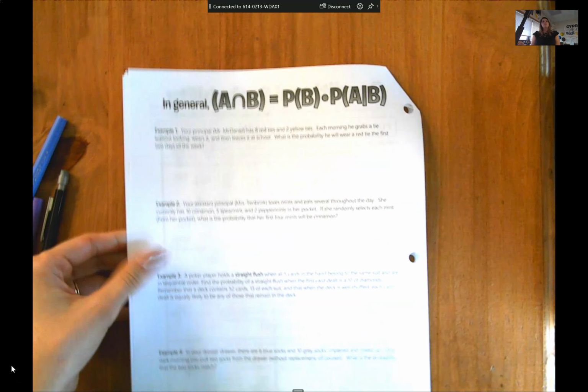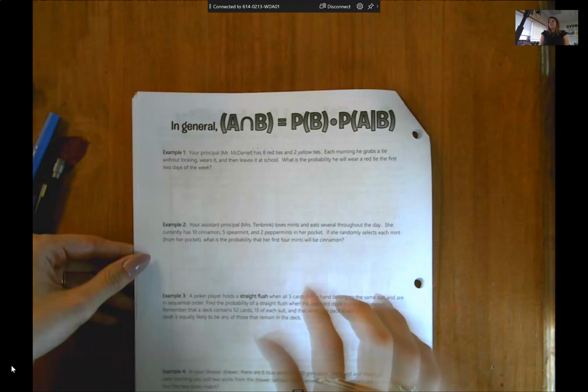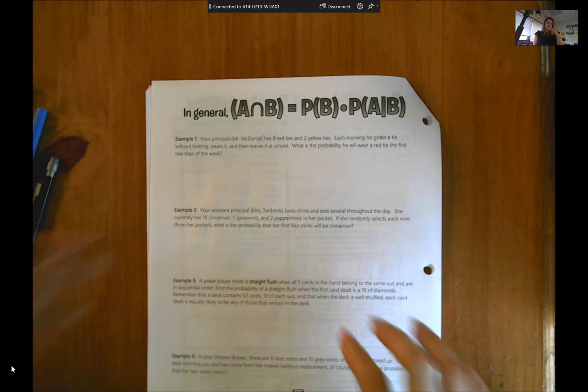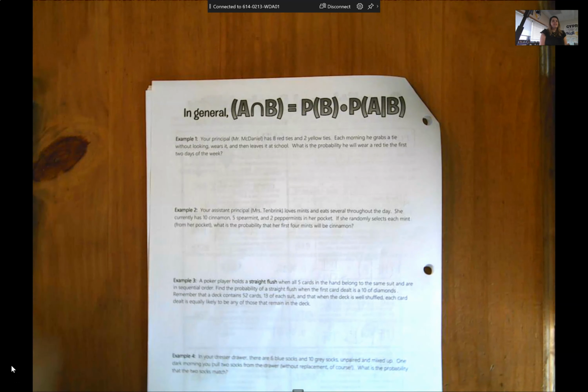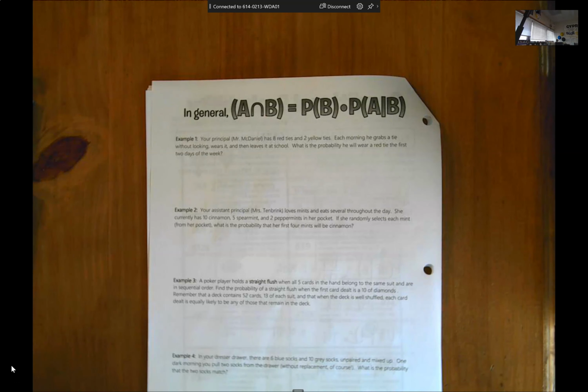Now what they're going to add in is a tool that you can use to find the event A and B happening. Okay, brace yourself. Example 1. Your principal, Mr. McDaniel, has 8 red ties and 2 yellow ties. Each morning, he grabs a tie without looking, wears it, and then leaves it at school. Why is he leaving it at school? Maybe he's making some little kid wash them for him. I don't know. What is the probability he will wear a red tie the first 2 days of the week?